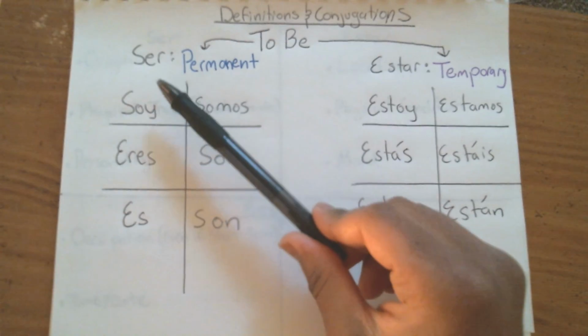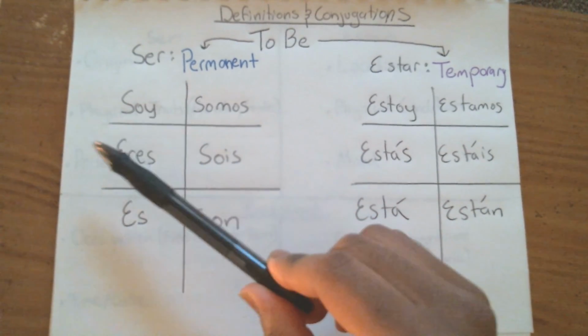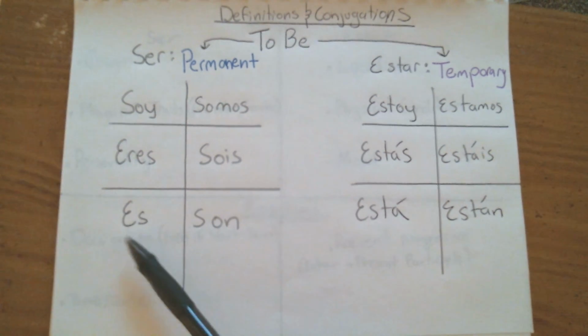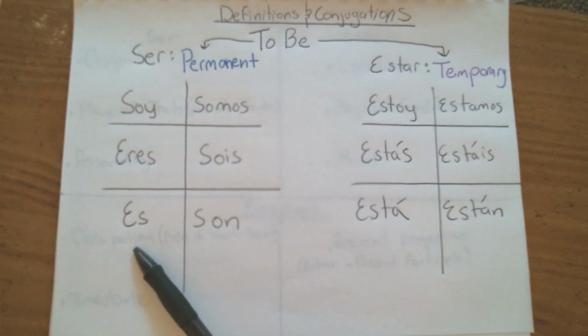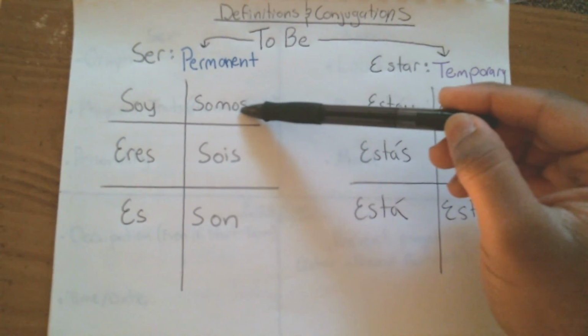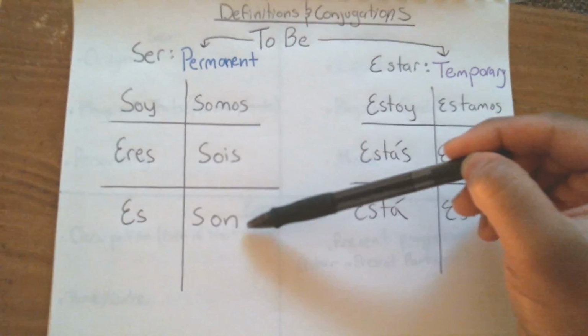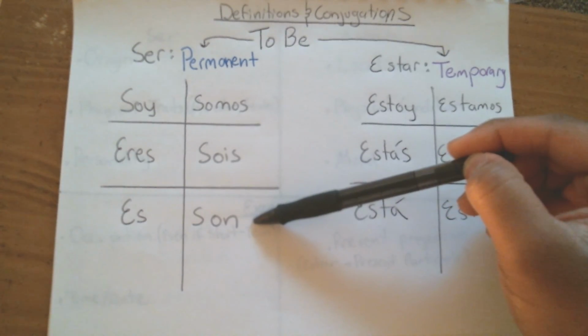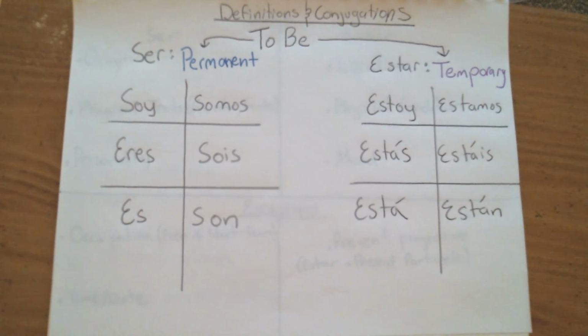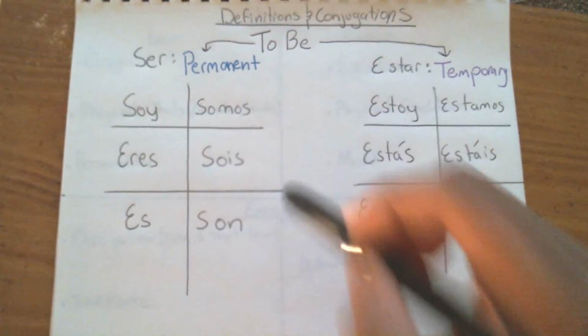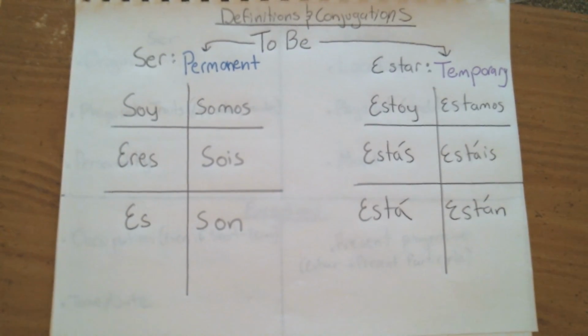For ser, you would say, yo soy, tú eres, él, ella, usted es, nosotros somos, vosotros sois, ellos, ellas, ustedes son. Now I know that some of you who maybe took a class where they just put an X in this box right here might be saying, well, what in the world does sois mean?